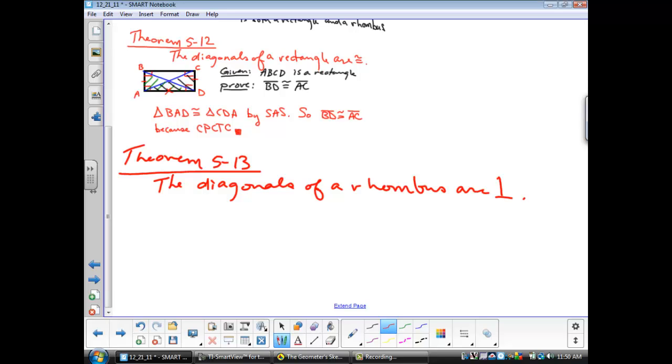Which means we need a rhombus here. What I know about a rhombus is it is a parallelogram that has 4 equal sides. So drawing a rhombus, I have to try to make it so it has 4 equal sides. I think I have it there.